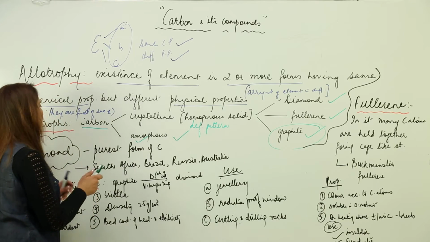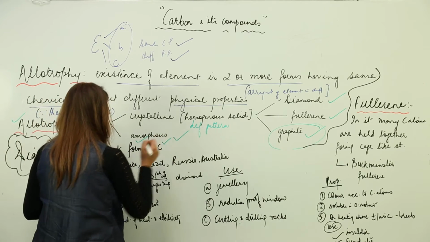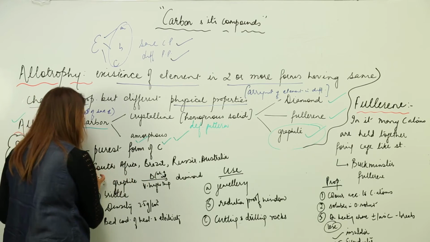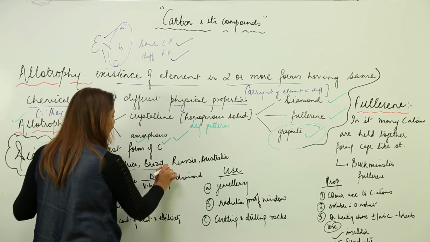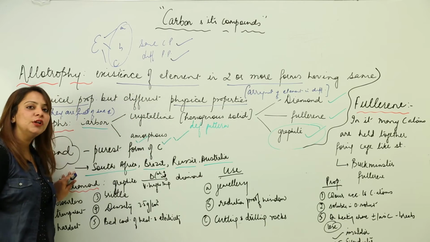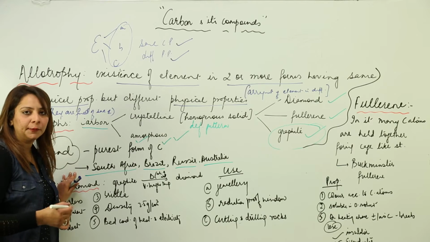So diamond, you all know, is the purest form of carbon. And where is it found? It is found in deep mines, and where? In South Africa, Brazil, Russia and Australia. These countries are actually rich in diamond.